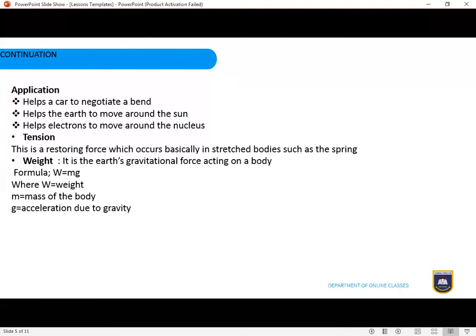It's constant, 10 meters per second square. So anytime you want to get the weight of a body, you just multiply the mass of the body by 10. Let's say this paper has a mass of 5. You want to determine the weight of this paper. You just multiply the mass, which is 5, by 10. So the weight of the paper is going to be 50 Newton. The unit of weight is Newton.